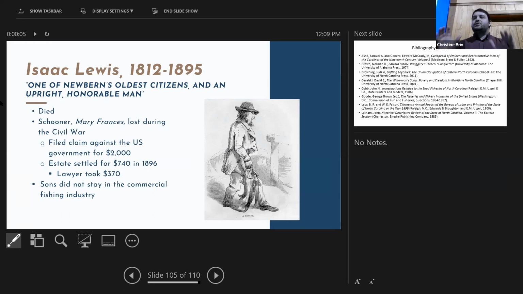But here's one of the reasons why, again, we know so much about this guy, and it's because of this lawsuit regarding Mary Frances, his ship. And it was in 1877 that his family put in a claim against the federal government regarding the loss of this vessel for $2,000. And it wasn't until a year after he died, in 1896, that it was finally settled for $740.